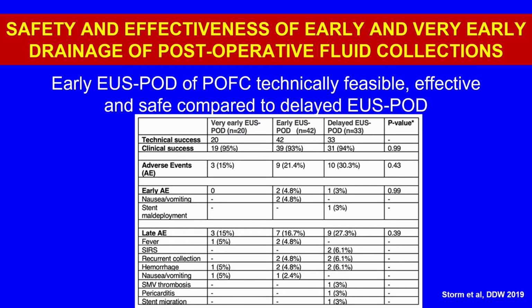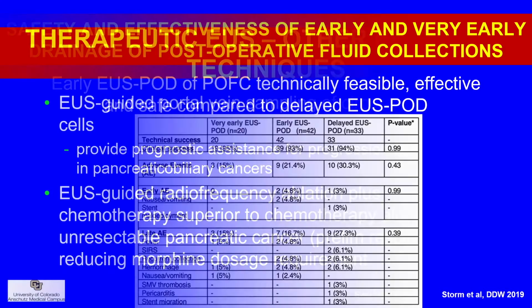We also saw a few abstracts that were presented at DDW, and I'll just give you the cliff notes. The bottom line for these two abstracts was that it is safe to actually drain early postoperative fluid collections or early peripancreatic fluid collections. The conventional wisdom is that you should wait for at least 4 weeks until you have a nice wall around these fluid collections and then perform EUS-guided drainage. These investigators from the Mayo Clinic, and another study from South Korea, showed us that you can actually drain these fairly soon, below this 4-week threshold.